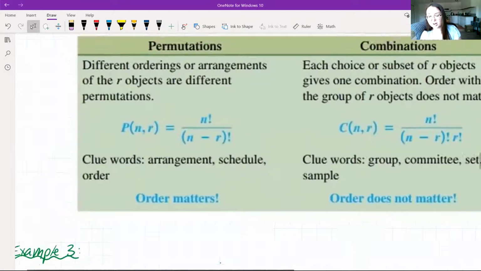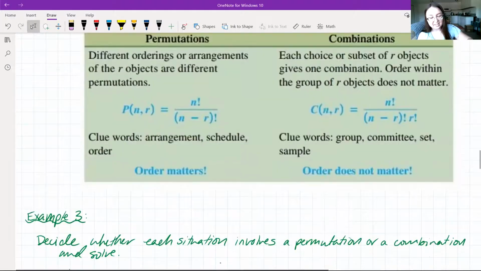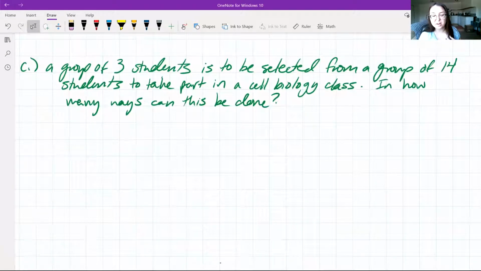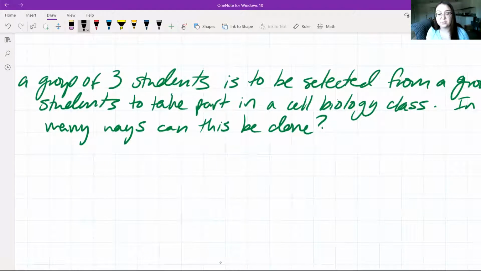So let's look at our chart, look for some clue words here, and the first thing we see under combinations is the word group. Since we see that it's the word group, and we know it's just a group of 3 students is to be selected from another group of 14 students to take part in cell biology class, we know that order doesn't matter, because it could be any group of 3 students. So we know that the word group, and we're really paying attention to this first term, group, is going to be equal to combination.